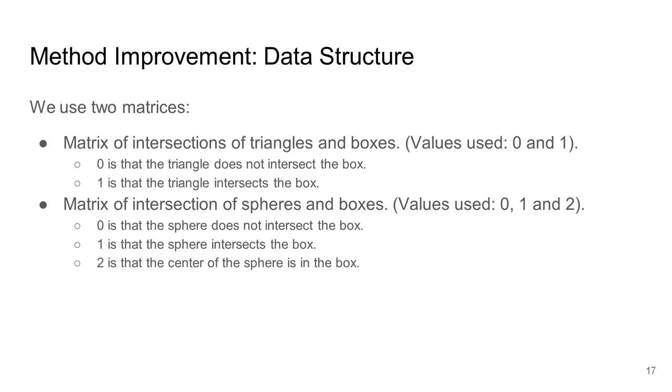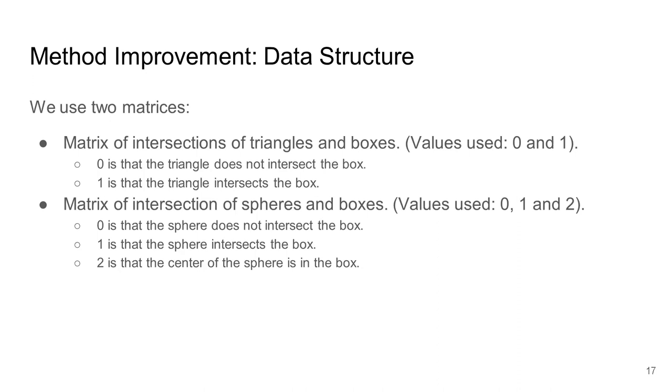We use two matrices: a matrix of intersection of triangles and boxes, and a matrix of intersection of spheres and boxes. For the triangles and boxes matrix, the values used are 0 and 1. For the second structure, the values used are 0, 1, and 2. In the first, 0 means the triangle does not intersect the box, and 1 means the triangle intersects the box.